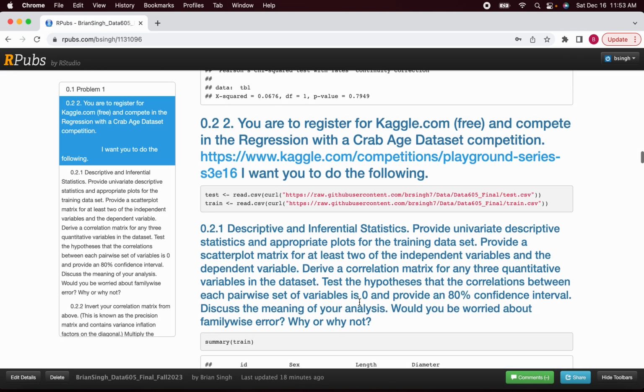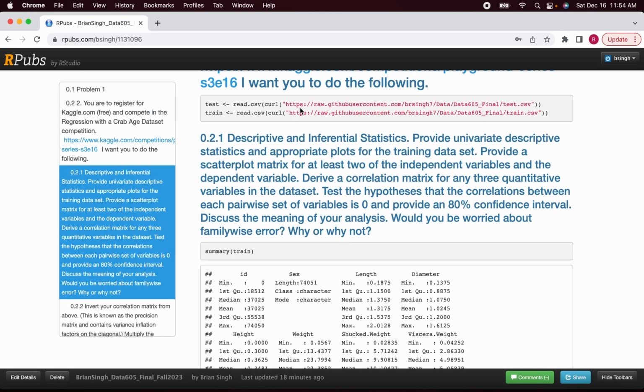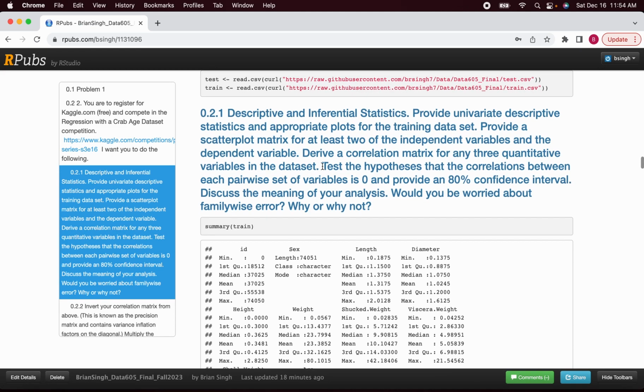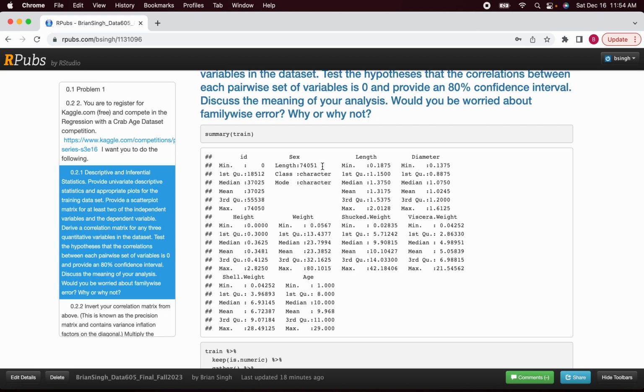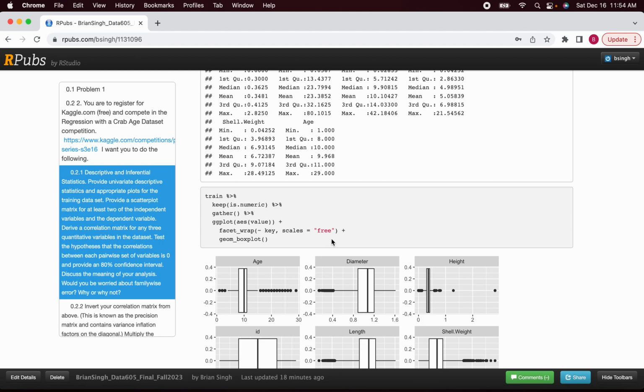Quickly, problem two wants us to get the data set from Kaggle for the crab age data sets. Again, I just downloaded it and stored it to my GitHub. I'm sure there's a way to pull it right from Kaggle, but this was a little more familiar to me. Then looking at some summary statistics, we can see sex, length, age, diameter, height, weight, shucked weight, visceral weight, and then age is in the training set, of course, but not within the test. It's the value we want to predict.